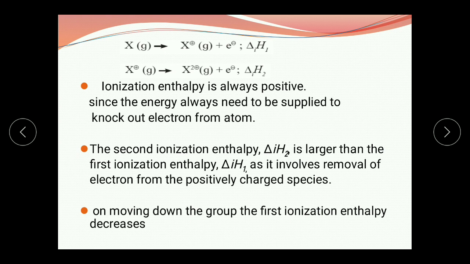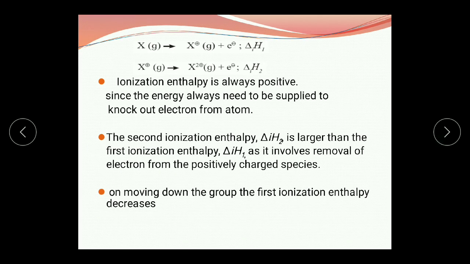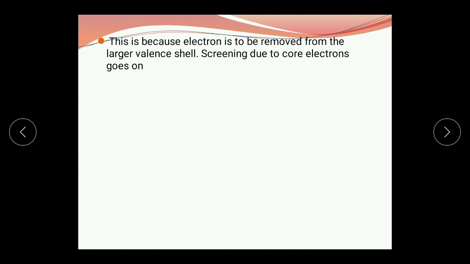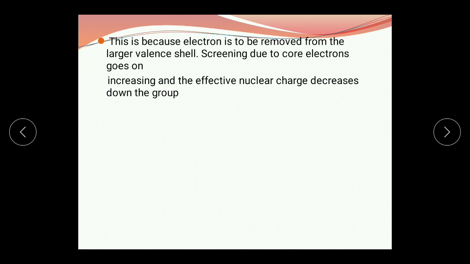What happens to ionization enthalpy down a group? On moving down the group, first ionization enthalpy decreases. Why? This is because the electron is to be removed from a larger valence shell. Screening due to core electrons goes on increasing and the effective nuclear charge decreases down the group. These are the two reasons. Every time we study a new physical property, you have to mention these two elemental properties, what happens to them, and they directly affect the trend of these physical properties.